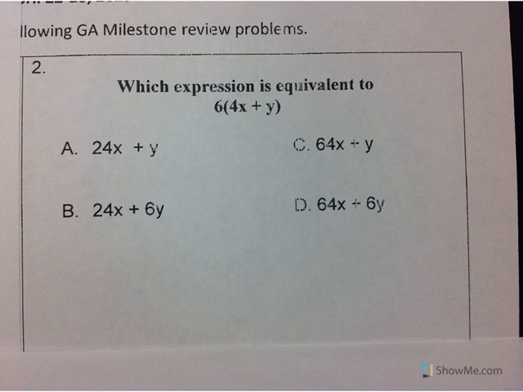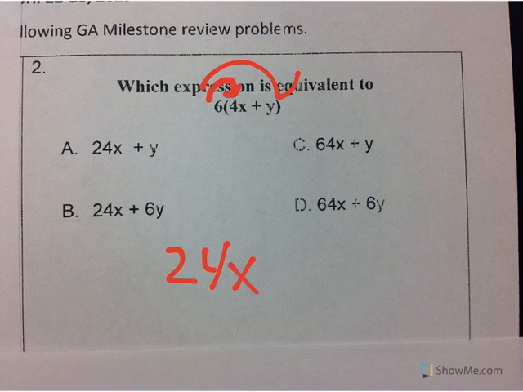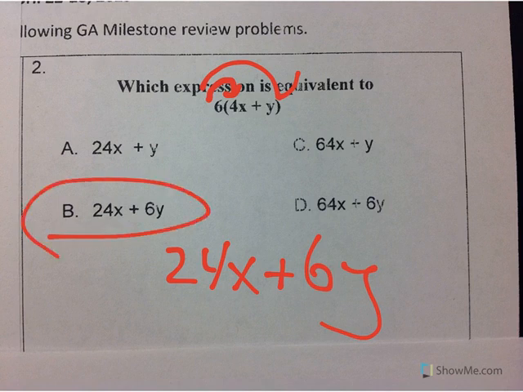Again, this problem is asking which expression is equivalent to 6(4x + y). That means I'm going to multiply what's outside, using my distributive property, by what's inside. So if I multiply 6 times 4x, 6 times 4 is 24, so that's 24x. 6 times 1y is 6y. So the equivalent one would be B. That's using the distributive property.